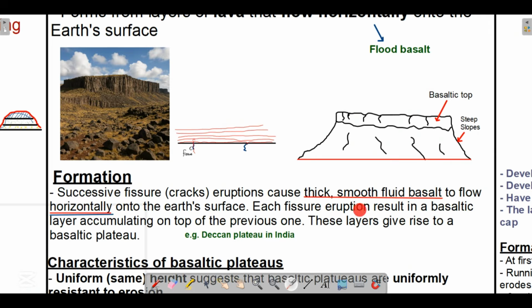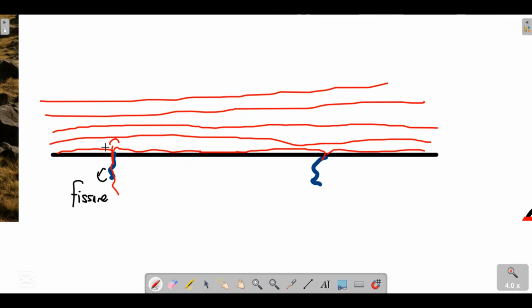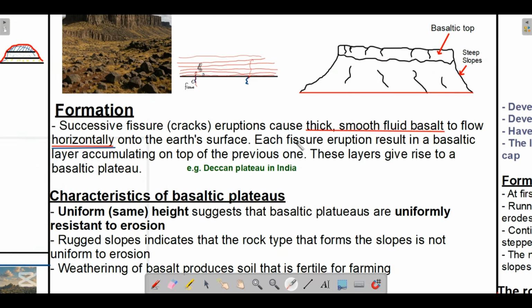That's the first thing that occurs. Now, each fissure eruption results in a basaltic layer accumulating on top of the previous one. So after you have formed this first one, you had another fissure eruption that led to the second one being laid on top of the first one. So that's how it goes, guys. And another fissure eruption will result in another layer forming there on top. And so that's how basaltic plateaus form. These layers give rise to a basaltic plateau.